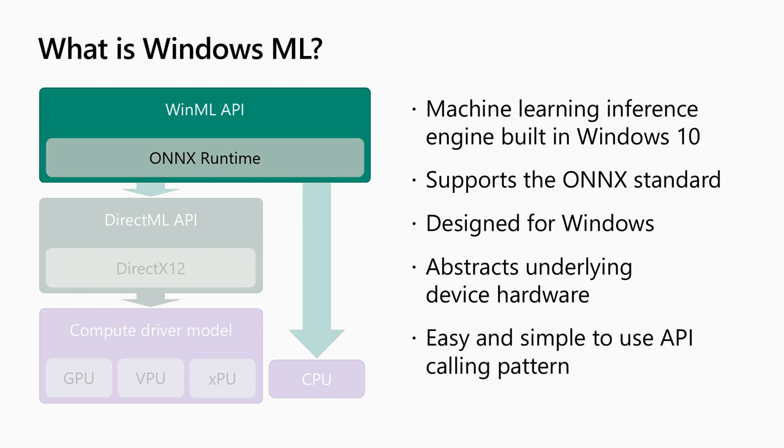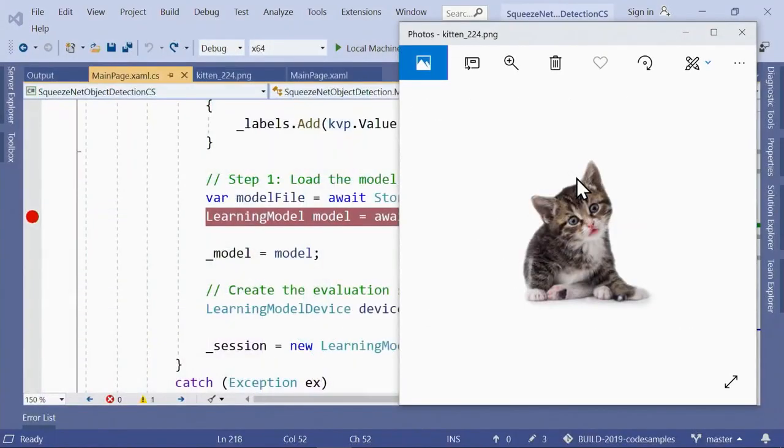And finally, we wanted to make sure we maintained an easy and simple to use API calling pattern. And in fact, I'm going to kick it back over to Simon for a second to walk through our C# object detection sample to see that simple calling pattern in action.